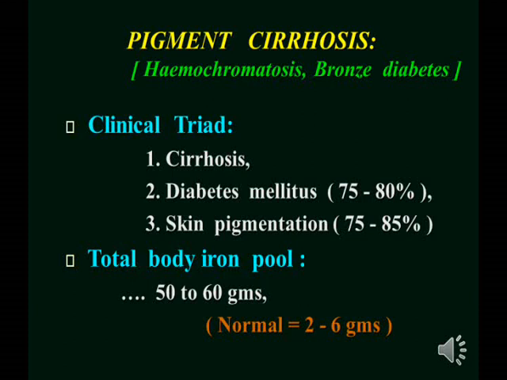Usually in these patients, the normal iron pool of 2 to 6 grams will be exceeded to 50 to 60 grams.